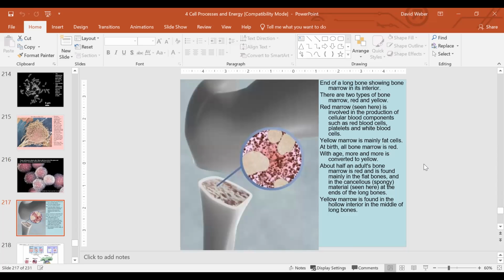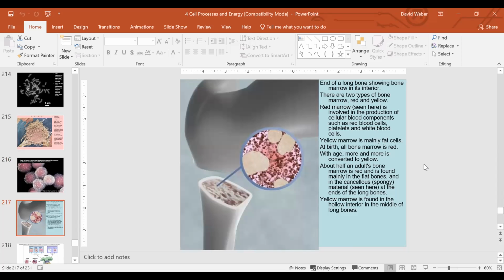End of a long bone showing bone marrow in its interior. There are two different types of bone marrow, red and yellow. Red marrow, seen here, is involved in the production of cellular blood components such as red blood cells, platelets, and white blood cells. The yellow bone marrow is mainly fat cells.